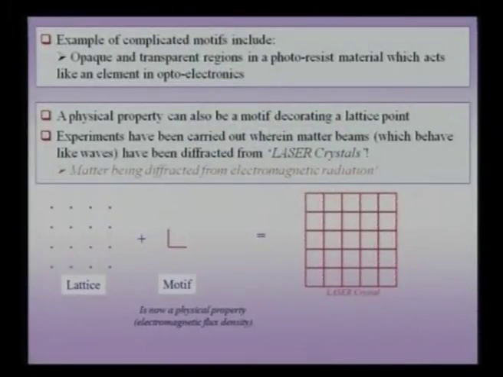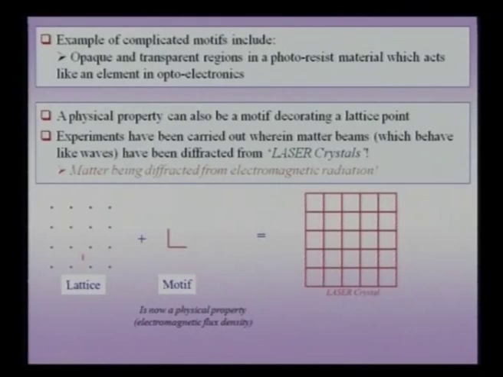Another example for a different kind of crystal would be you could actually etch, or affect, a photoresist material with opaque and transparent regions, which can act like an element in optoelectronics. Therefore, I can take a photoresist material and make an optical impression, and the motif in this case is nothing but a region which is opaque or transparent in a photoresist material, and I can make a 3-dimensional crystal if you like, or a 2-dimensional crystal with this photoresist material.